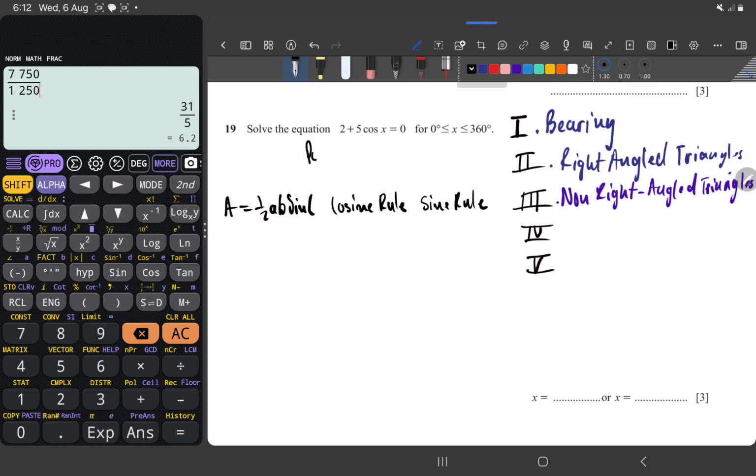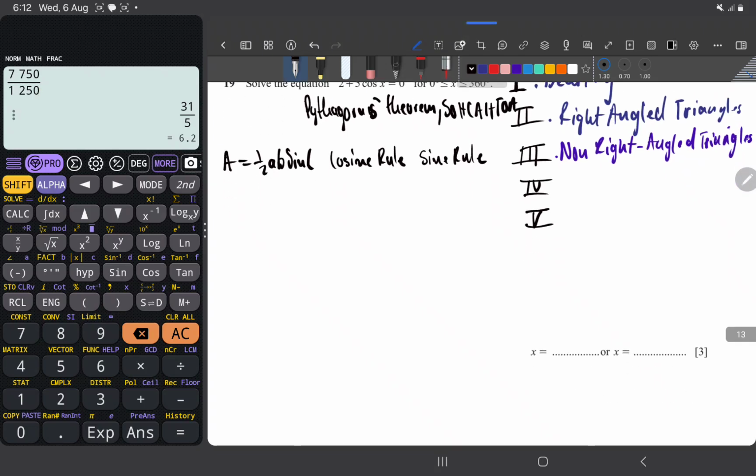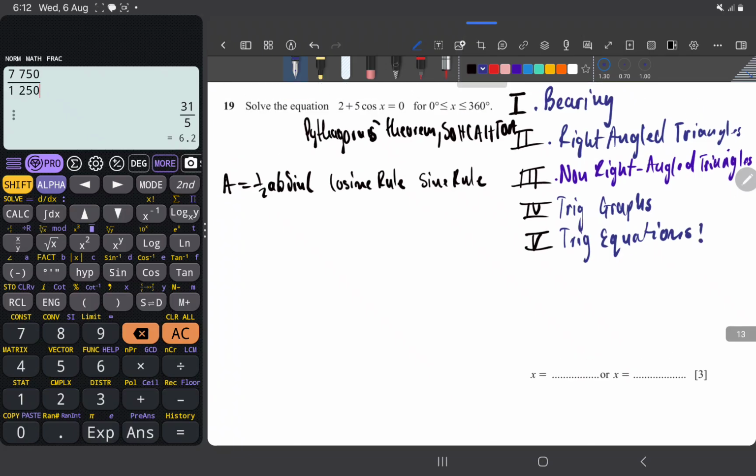Here we said it is Pythagoras theorem and SOHCAHTOA. These two. Then from here we are going to go to trig graphs, which you have to know: the graph of sine, the graph of cos, and the graph of tan. Then from there you finally deal with trig equations, which is the question we have right now. This will mark the end of your trigonometry.